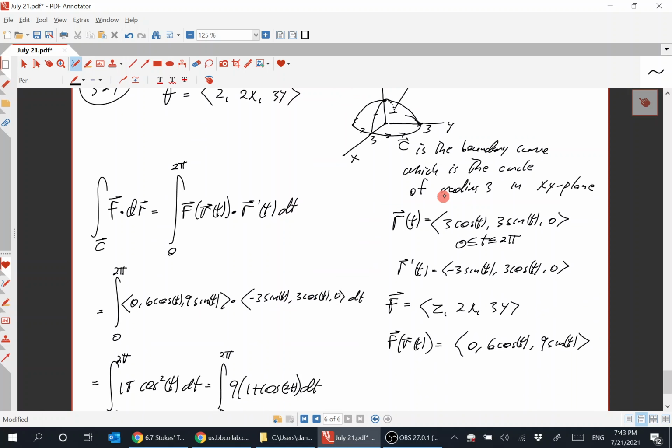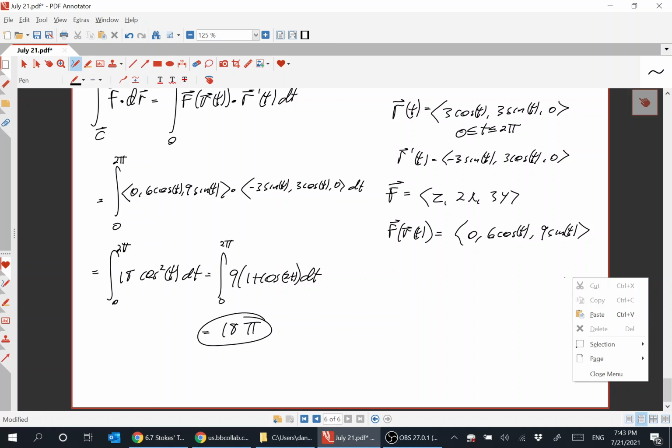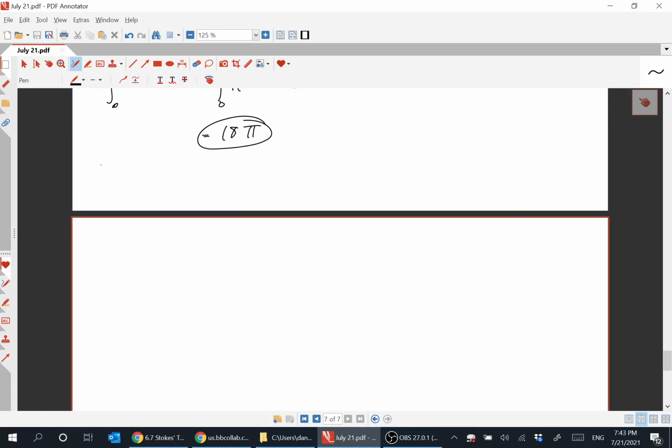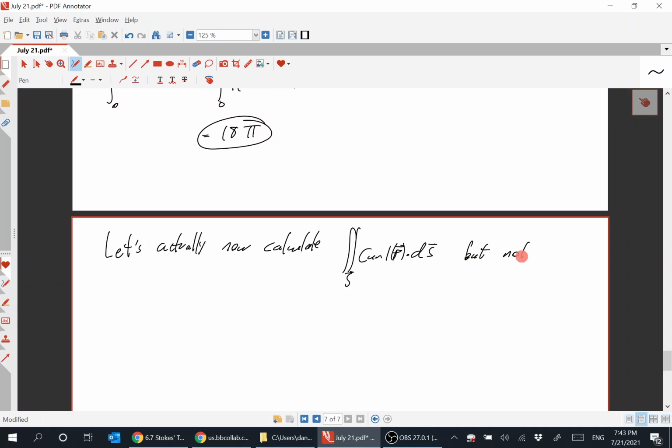So let's calculate. It says not to use Stokes' theorem. We might as well. I mean, we're on the subject, so we might as well do it. So let's now calculate the integral of curl of F dot dS. But let's not use S equal to the hemisphere.